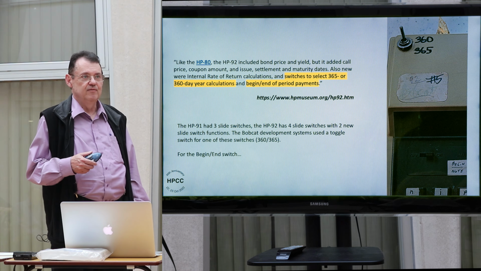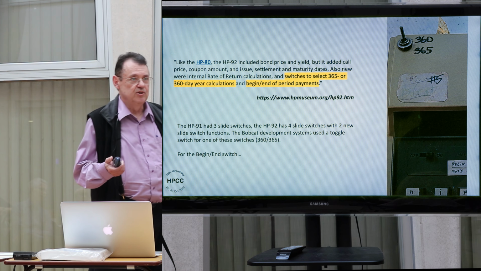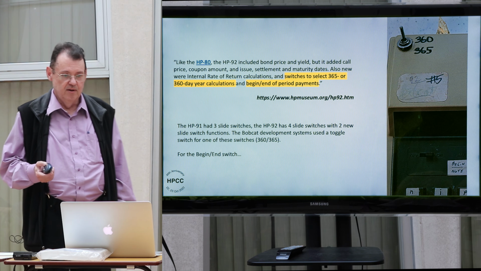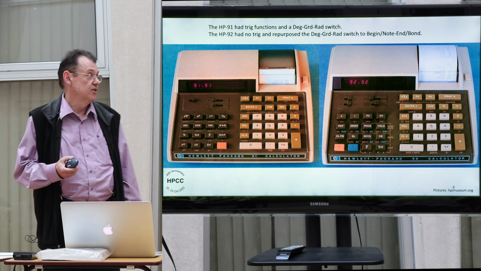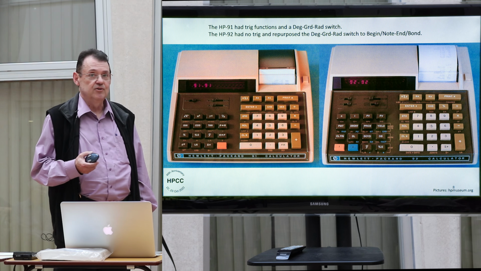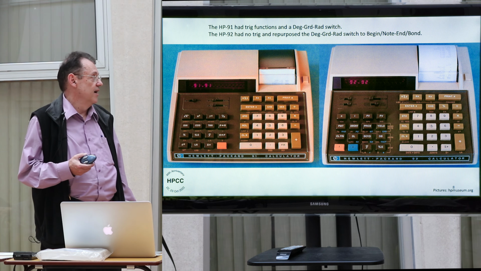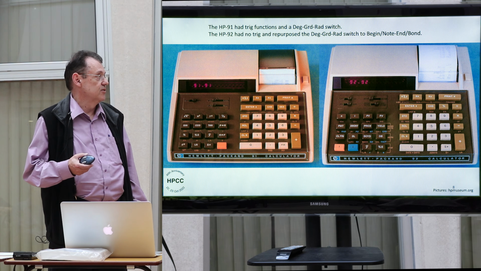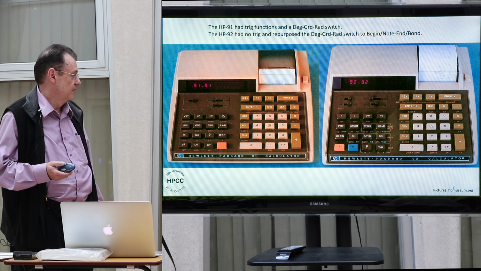But it doesn't have 5 switches, it only has 4. So, and one of the switches on the prototype is the toggle switch. So where did they get the other one? Well, if you remember from my what if presentation, the 91 had trig functions and a degrees, radians, grad switch. And the 92 had no trig functions, so they repurposed the degrees, radians, grad switch to be a begin end notes switch.